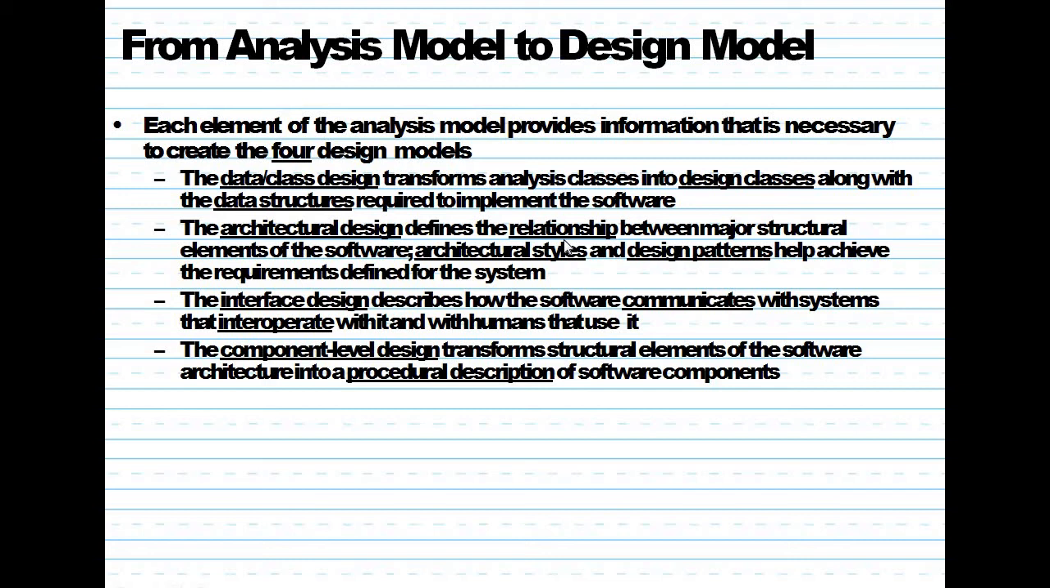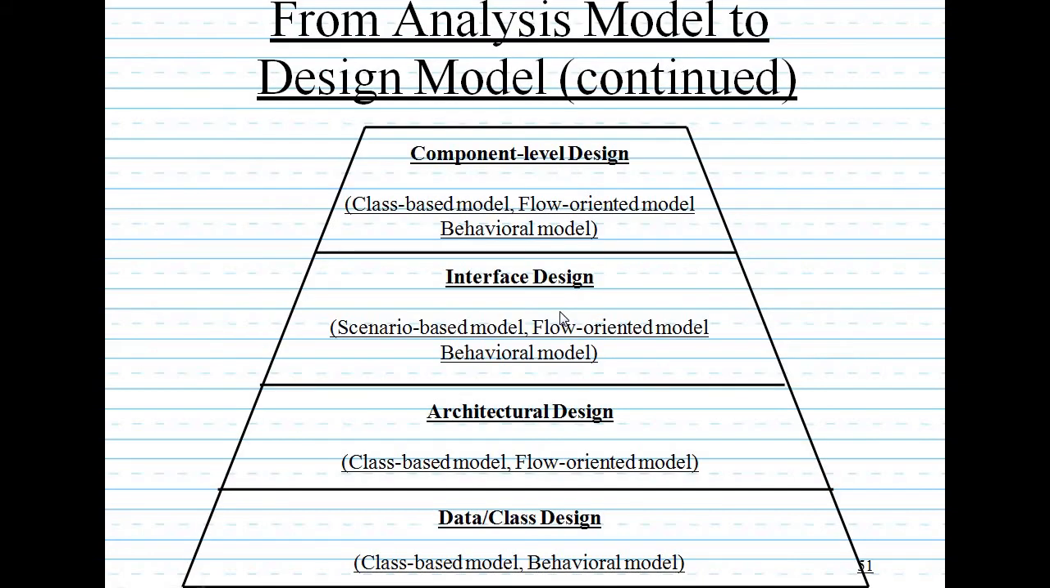First, data or class design, which includes design of classes related to their data structure. Architecture design, which covers the relationship between major structure elements and architecture style and design pattern. Interface design, which covers the way of communication with the system. And the component level design, where the elements of the software architecture are turned into procedural descriptions of a software system.